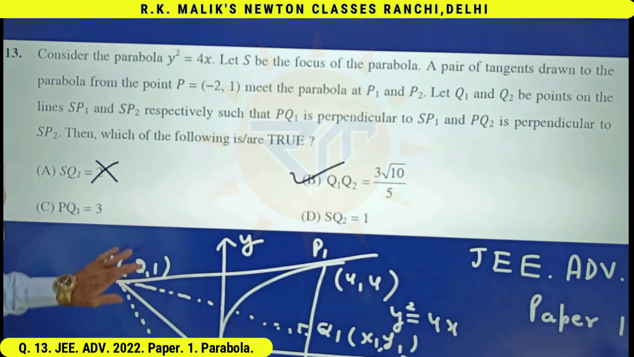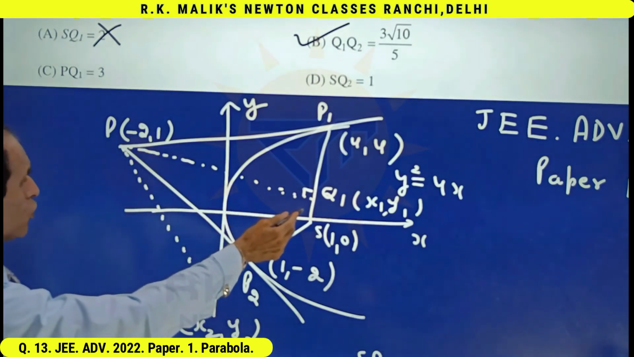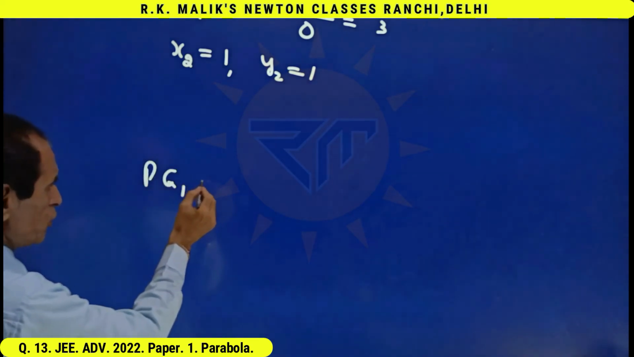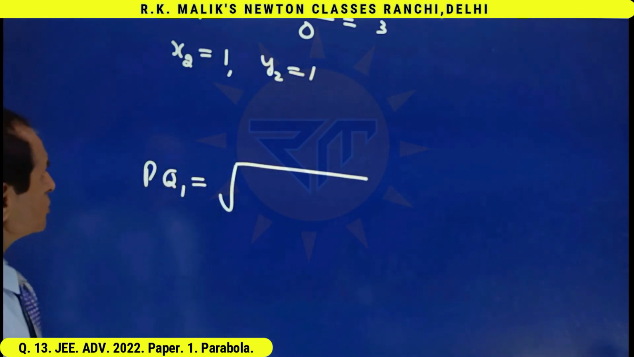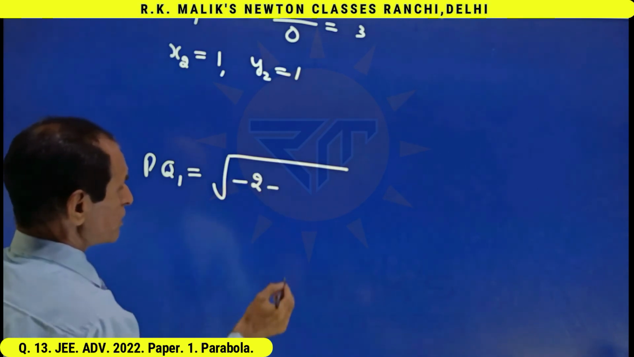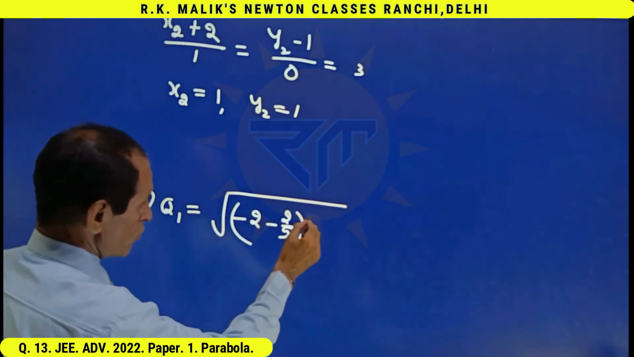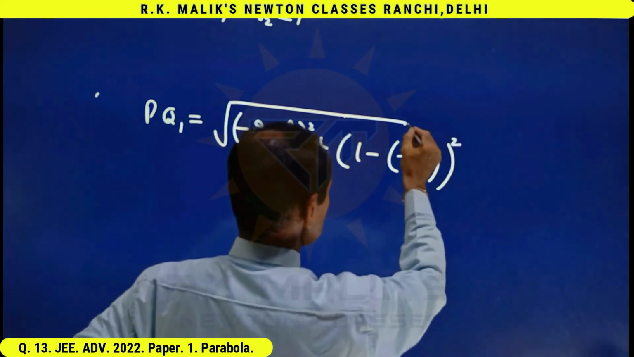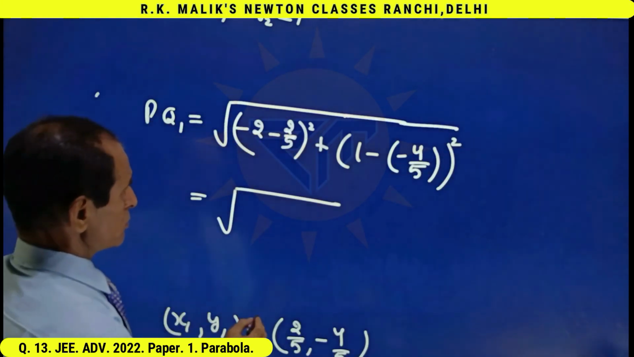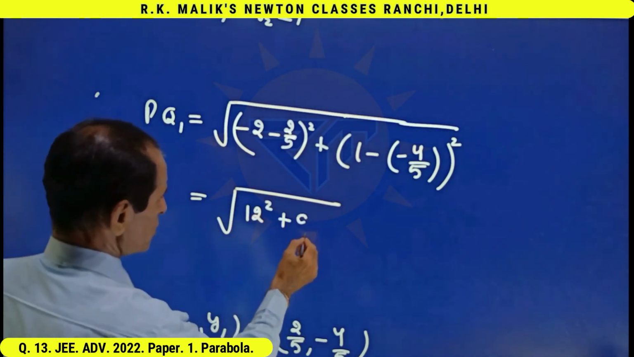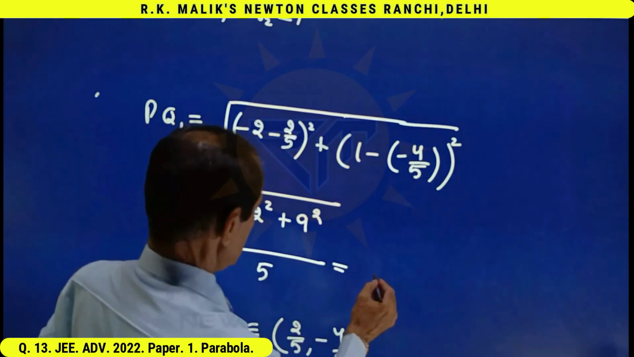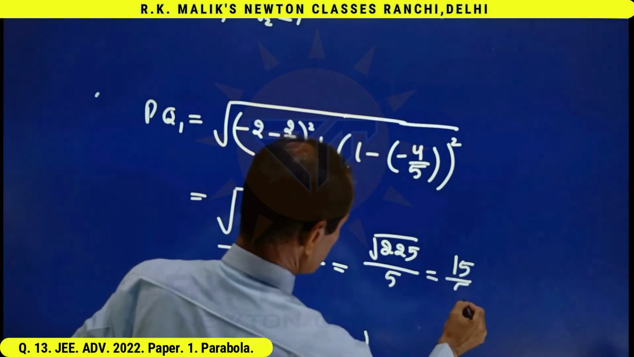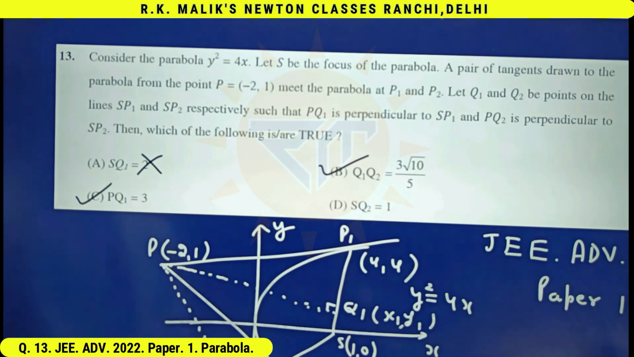And now I find PQ1, and because P is the point (-2, 1), Q1 is the point (2/5, -4/5), I can say the length PQ1 is equal to the square root of (-2 minus 2/5) whole square plus (1 minus (-4/5)) whole square, that is equal to the square root of (12 square plus 9 square)/5 square, that is the square root of 225 by 5, that is 15 by 5, that is 3. Hence I can say C is also the correct choice.